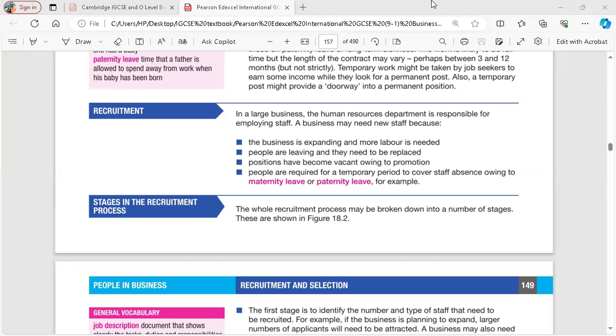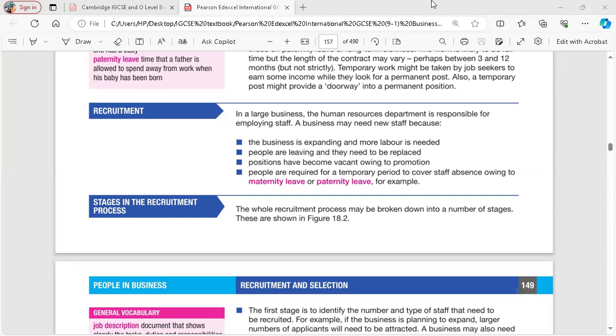Two, people are leaving and they need to be replaced. Another reason why firms or businesses would want to recruit is because some workers are leaving. And if they are leaving, that means there are vacant positions. Those vacant positions have to be filled up. So that's why they're going to recruit. Do you get the second point there?